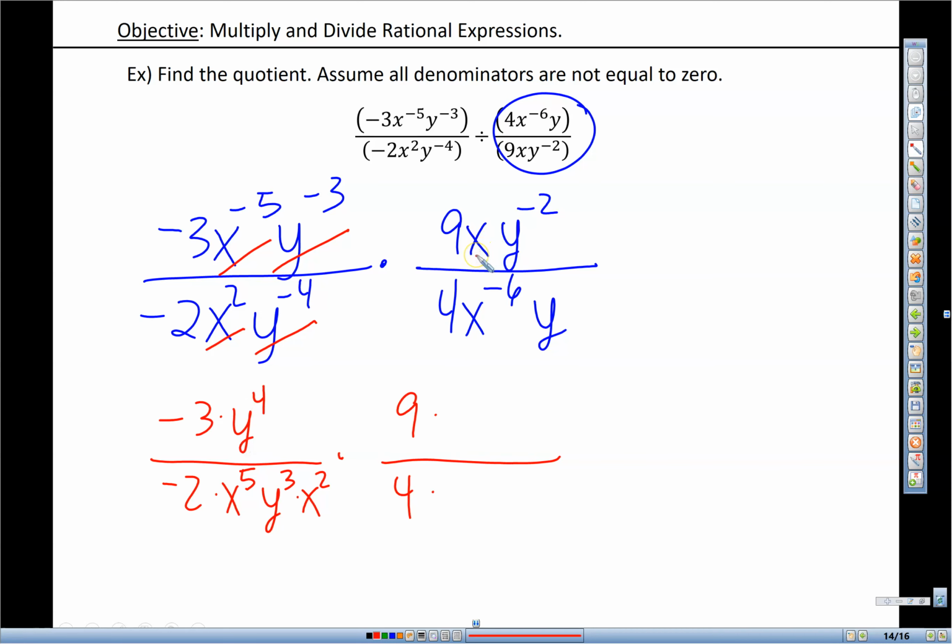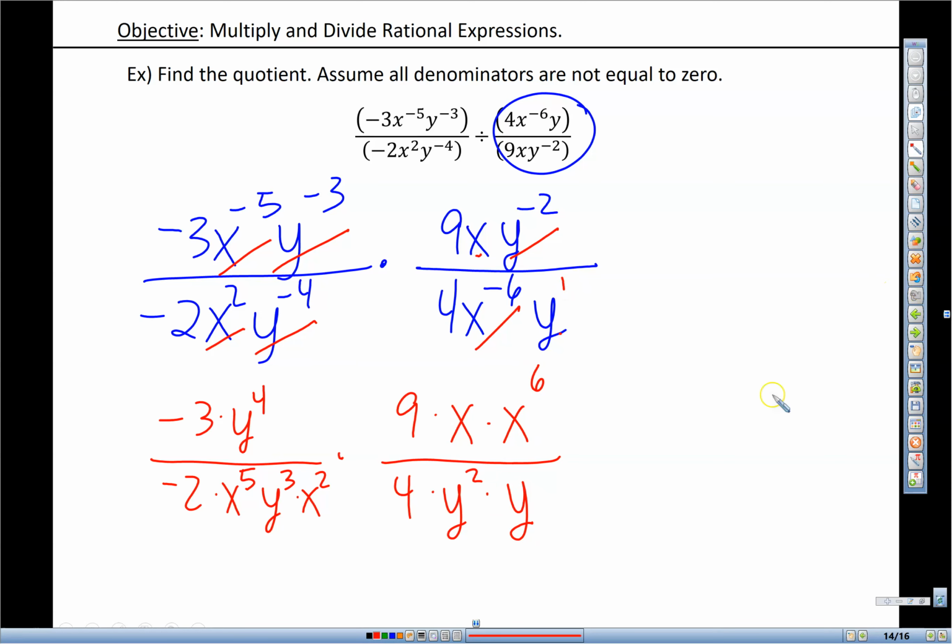Over here, x stays in this second numerator because x is to the positive power of 1. This power of y would move down, so the 2 is positive. This power of x moves up, so 6 is positive. This power of y stays because the 1 is positive.